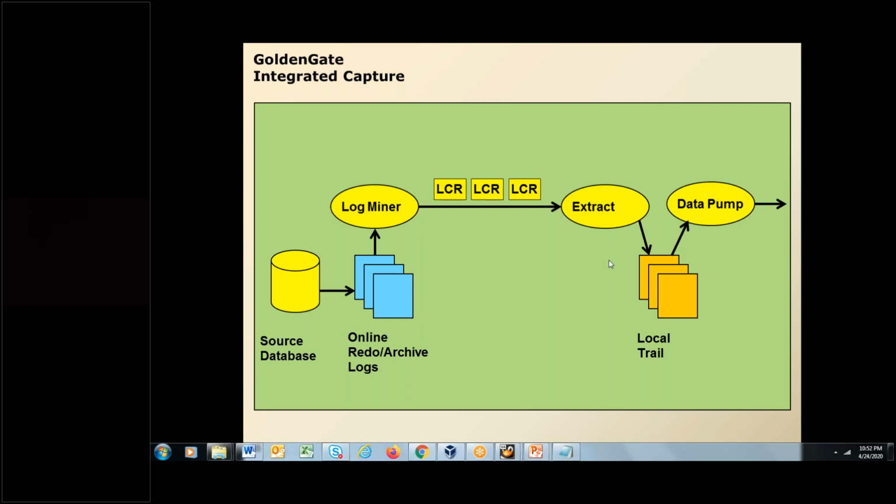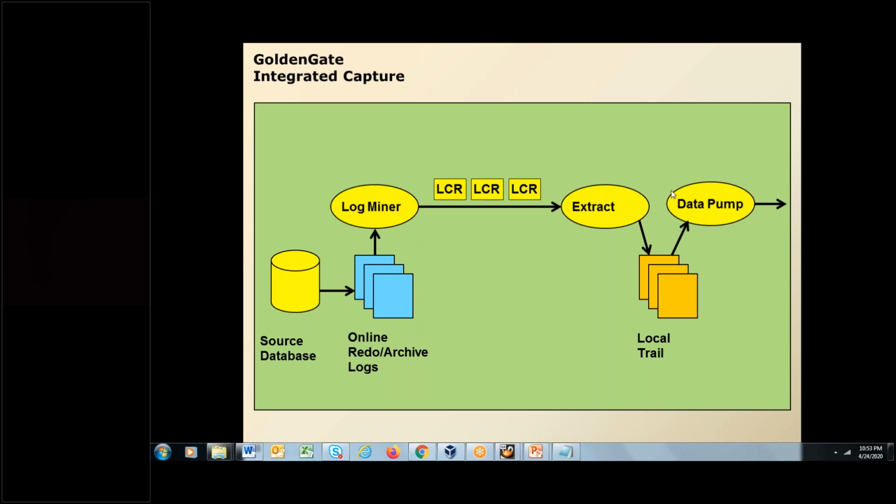When you say LCR, is that like a binary format or just SQL statements? No, it is internal. It is a logical change record. It is what LogMiner sends to the extract, and then the extract writes those changes to the local trail. So you can see the data only in the local trail, in the database, or if you want to mine the archive log, you can mine. These are the places where you can see the data. Apart from these, you cannot see the data.